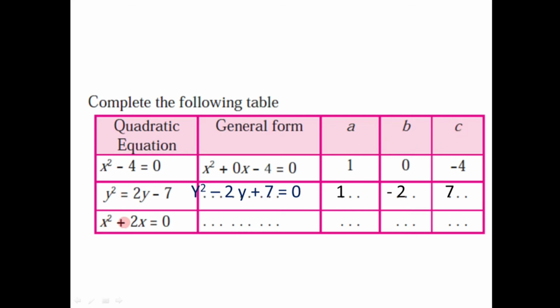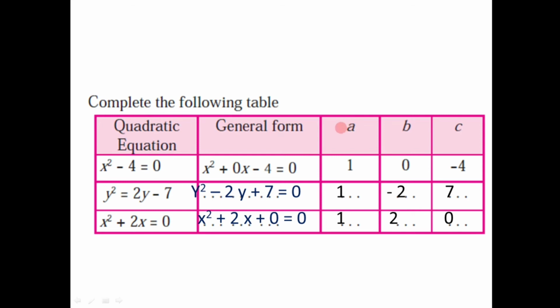The third equation is x square plus 2x is equal to 0. As we can observe here, the constant term, that is c, is not given here. So we can write x square plus 2x plus 0 is equal to 0. Because the constant term is not given, we can write it as plus 0, because if we add 0 to any expression, that will not change the value of that expression. So if we compare this with the general form of a quadratic equation, we get the value of a as 1, value of b as 2, and value of c as 0. These are the values of a, b and c for the third equation.